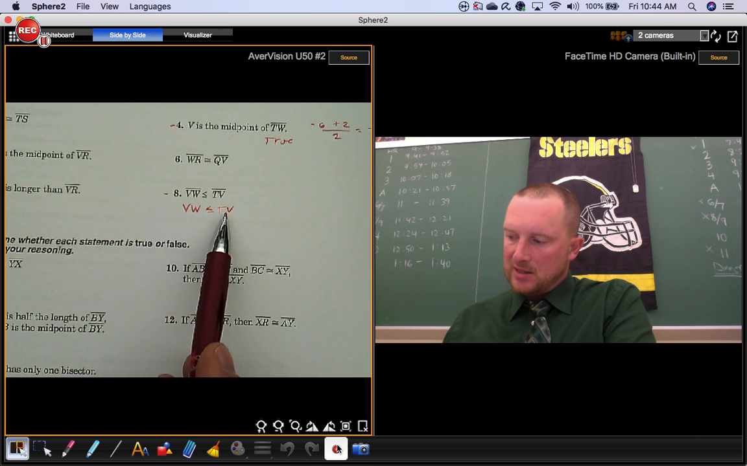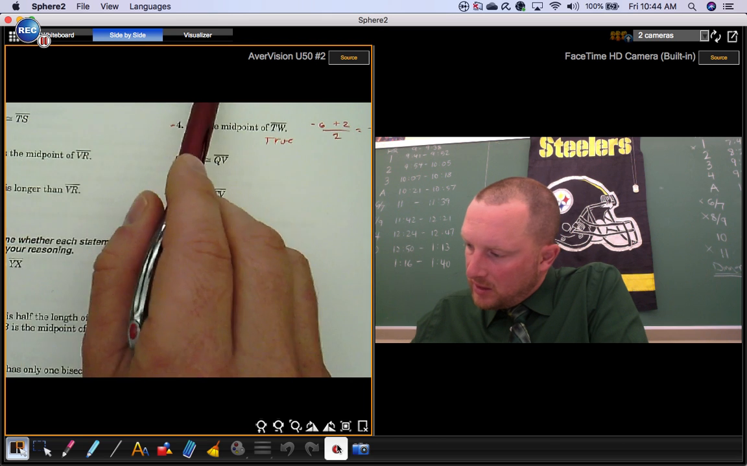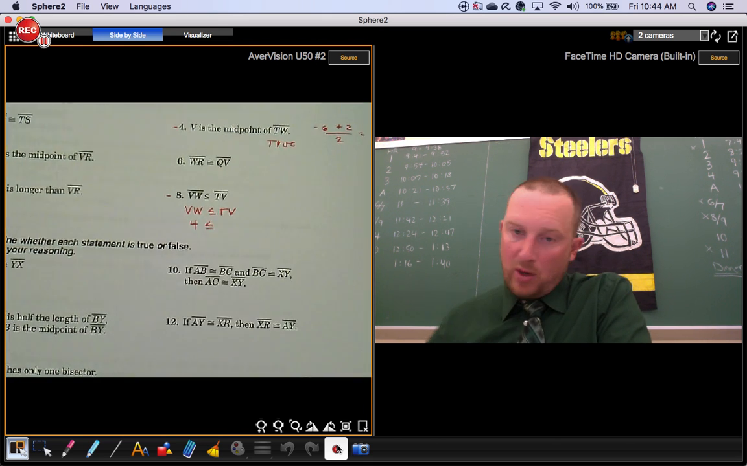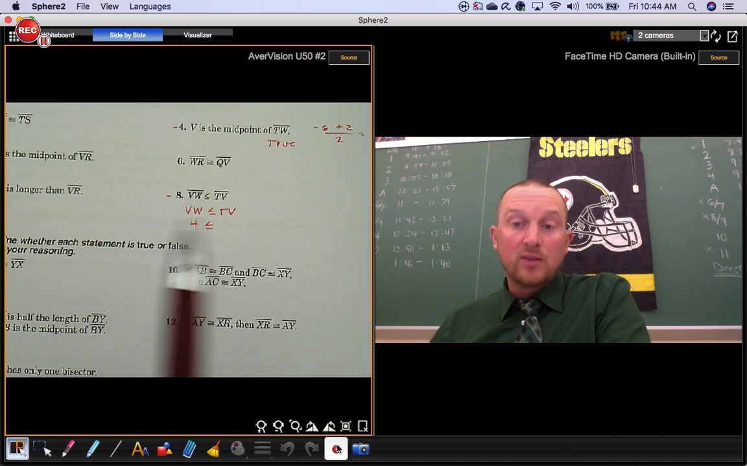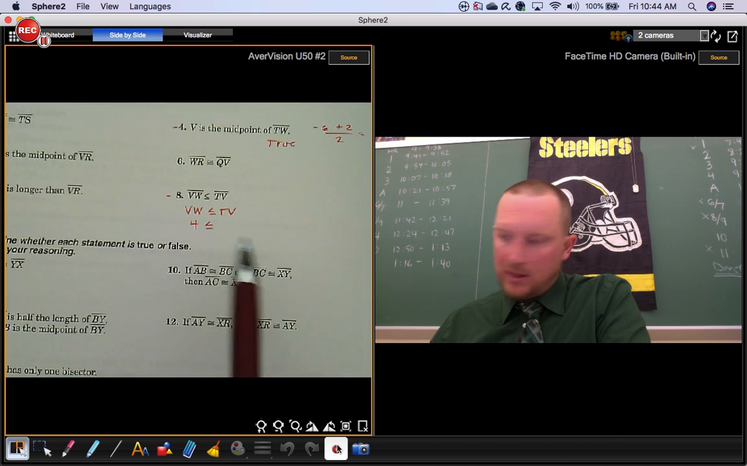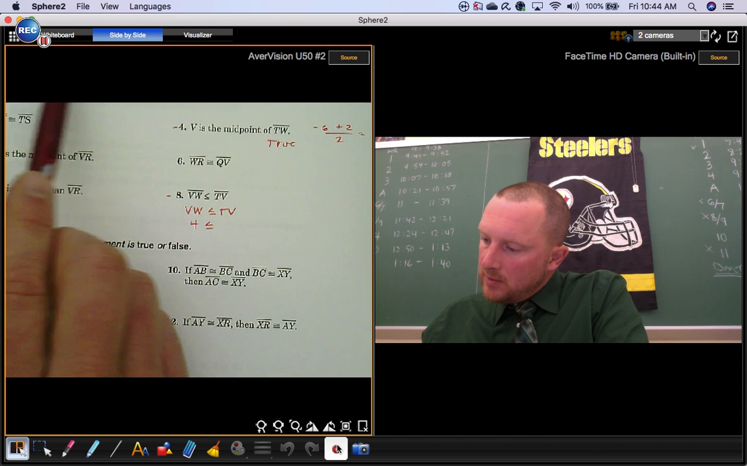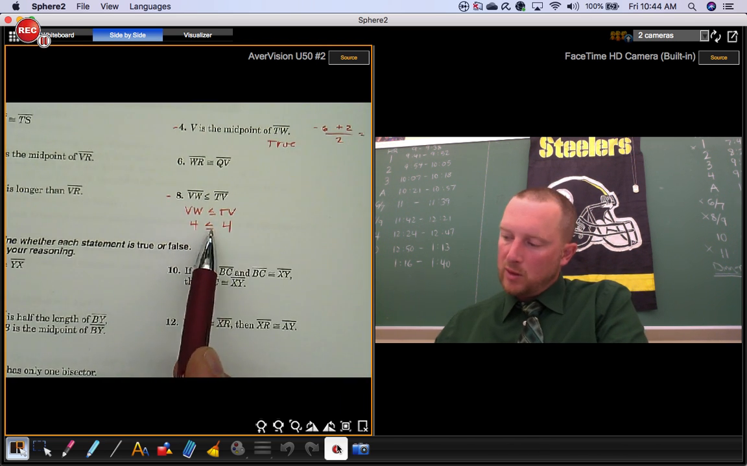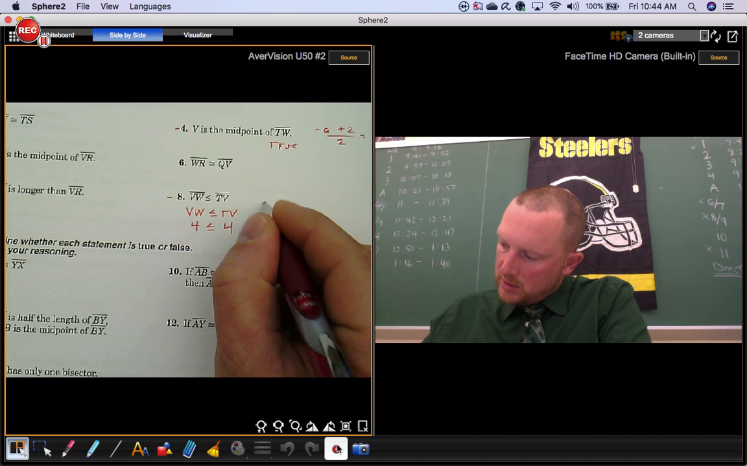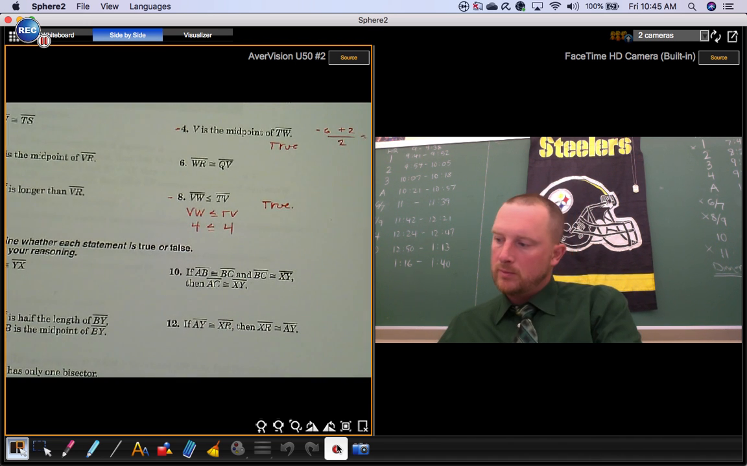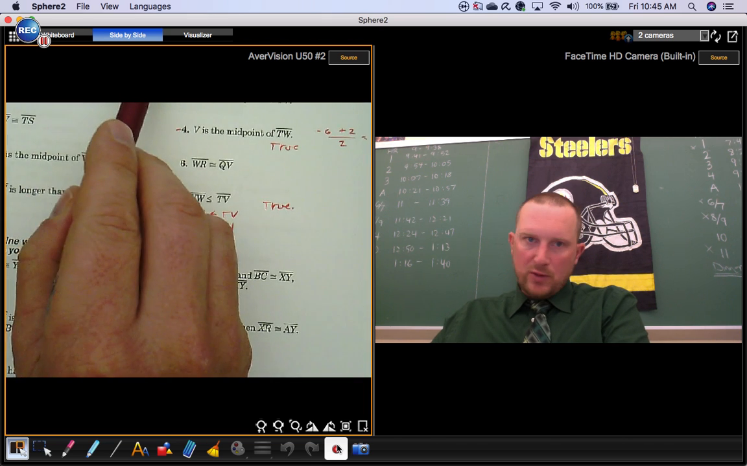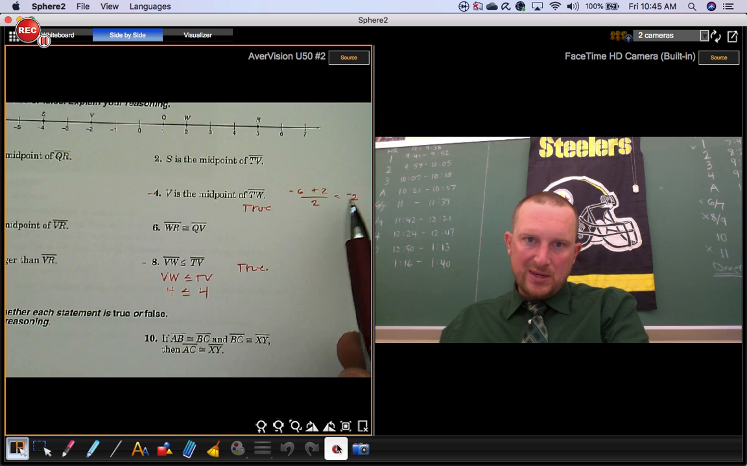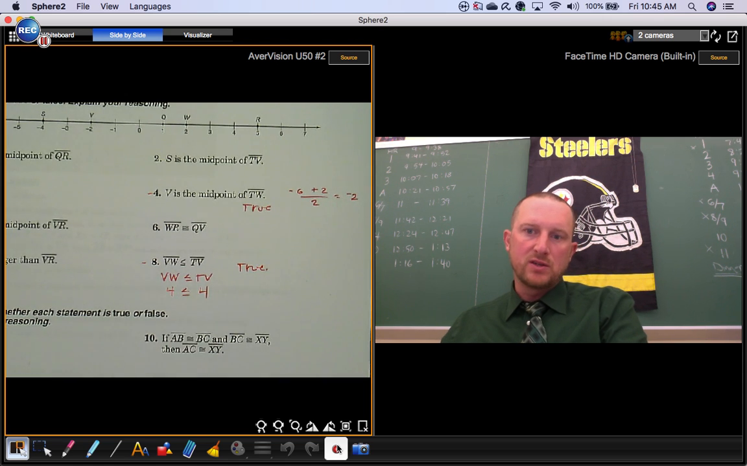Is this length less than that length? How far is it from V to W? You could count it, or you could use your ruler postulate. It's -4. It's 4, +4. Lengths can't be negative. From T to V, that's -6 to -2. That's also 4. Is 4 less than or equal to 4? That's true. Now, explain your reasoning. They wrote that here as well. You can explain your reasoning by showing your work. So this is sufficient.